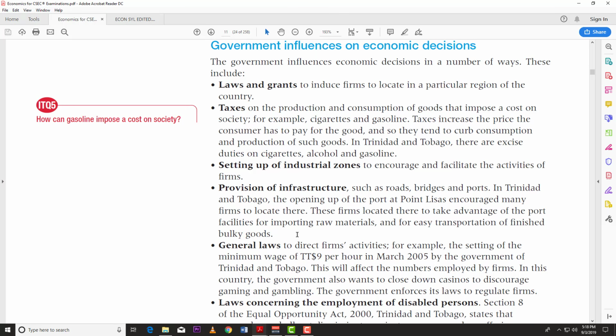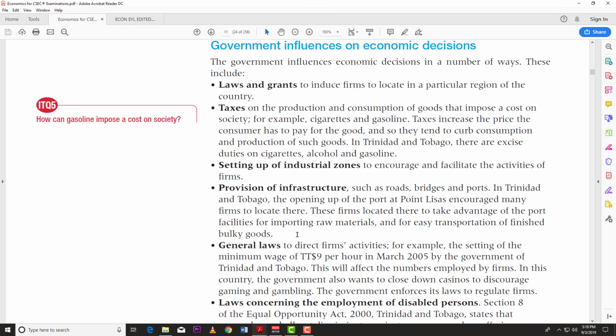So if you want them to, let's say, locate in a downtrodden area, you might say, okay, we're going to give you $1 million to help you set up, and then after that, you can get the profits for yourself, because you want this area that has no jobs, that has high unemployment to develop. So you might give them a grant to locate in that area. So that's how laws and grants come into play when you're talking about influencing where the firm can locate.